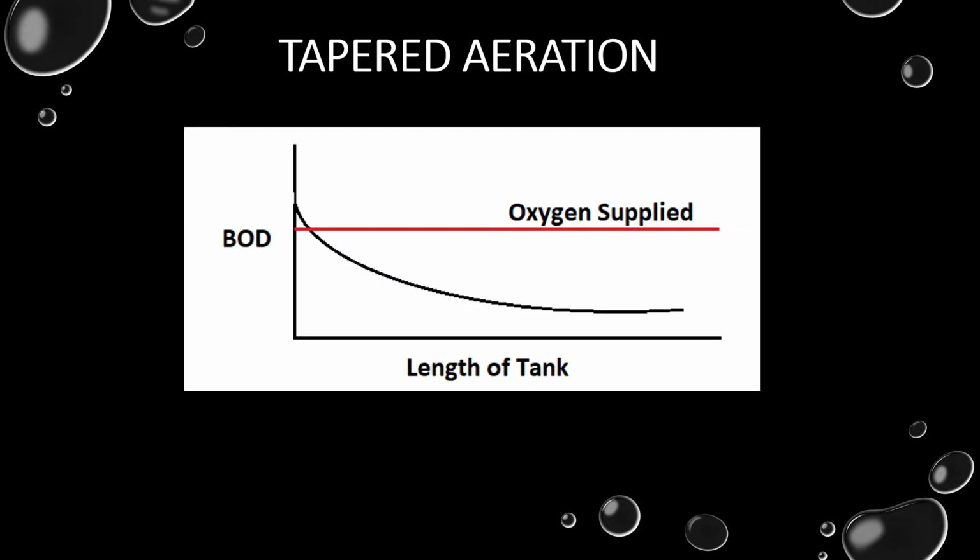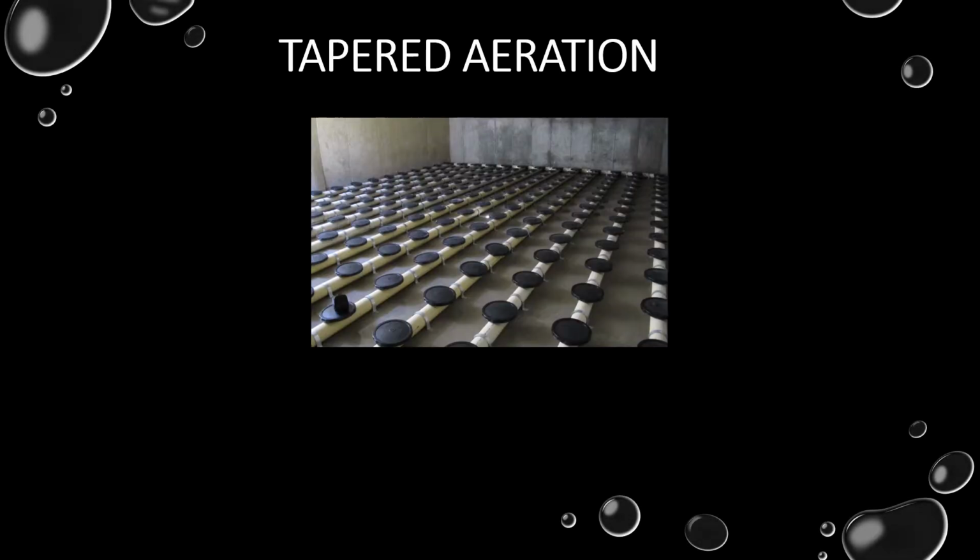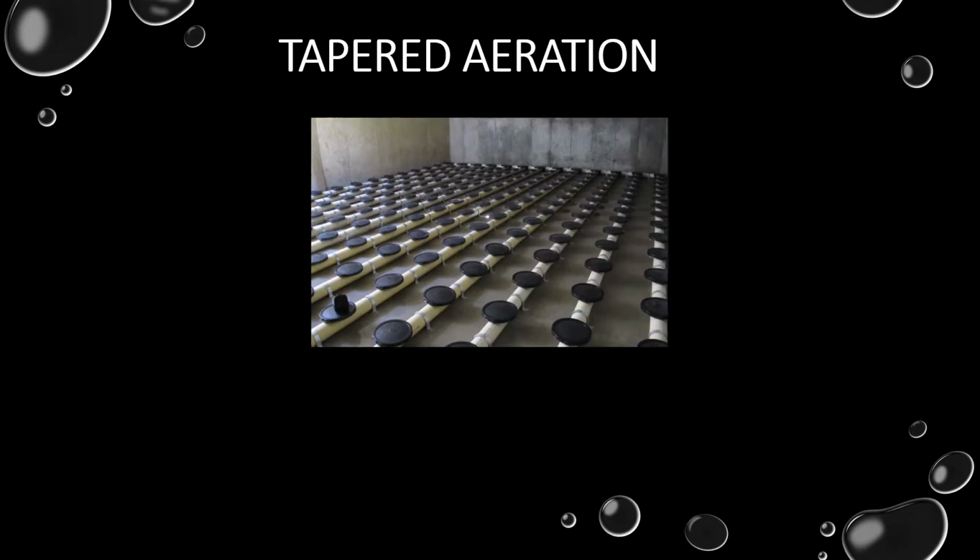Nakita natin kanina na sa conventional ASP, ang BOD at the start of the tank ay mataas. At habang nagta-travel ang wastewater along the tank, pababa din ng pababa ang BOD. Kaya ang ginawa sa modification na ito ay sinupply ang air corresponding to the demand. Kung mataas ang BOD sa inlet, mataas din ang supply na oxygen dito sa pamamagitan ng air diffusers.